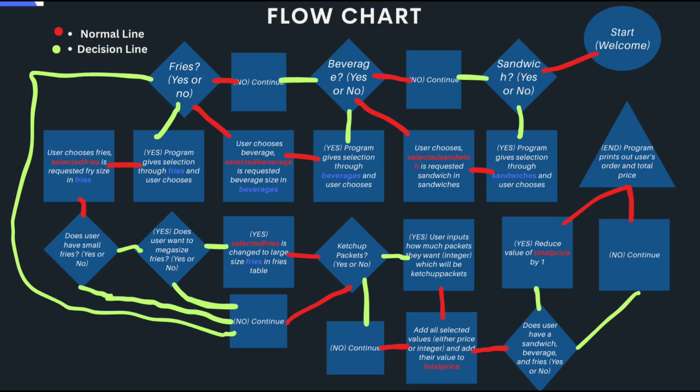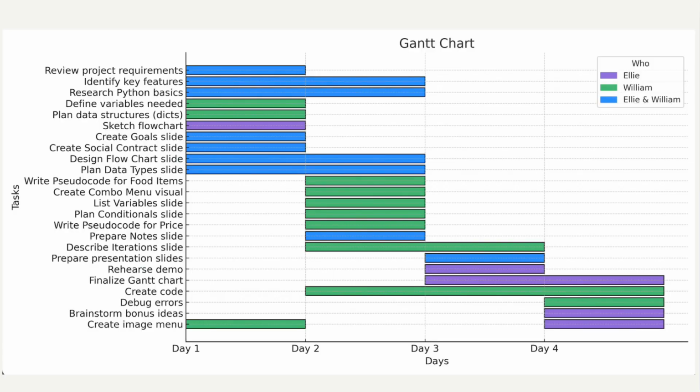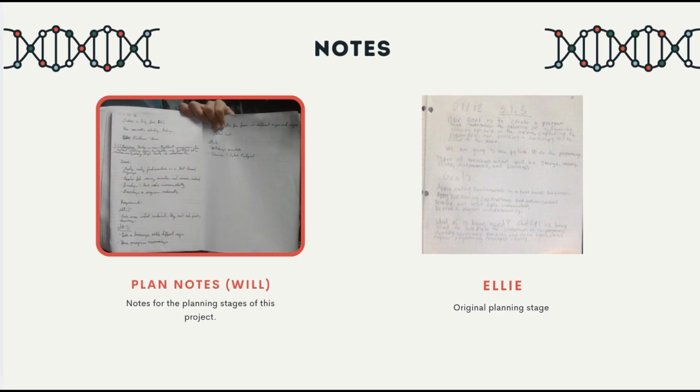So this is our flowchart. It helps show decision points and how the program moves based on user choices. This slide shows our Gantt chart, so basically just a timeline of our project. It helped us organize tasks, split up the work, and stay on schedule. So this was basically just our very first planning stage.